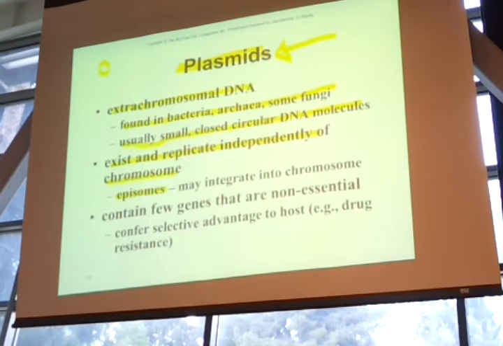Here is a particular term, which you're going to see again: an episome. An episome occurs when a plasmid actually incorporates itself into the chromosome of the cell. So a plasmid can come into the chromosome, and it can come back out of the chromosome.